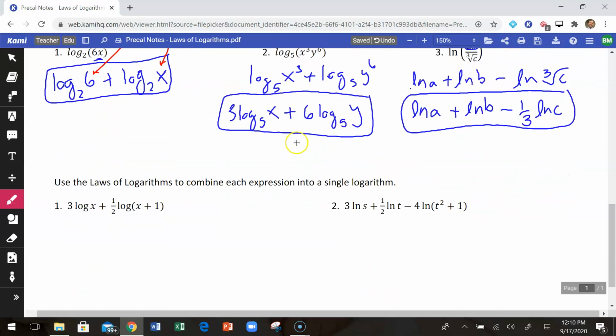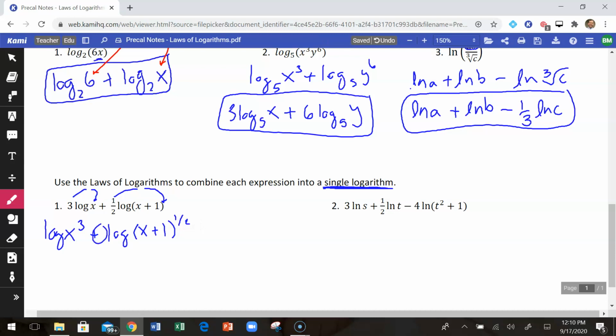The second group here is to condense these down and write them as a single logarithm. A single logarithm. It means I'm going to write it as one single log. I'm only going to write log one time in my final answer. When doing this, I would say any number on the outside, take care of those first. So bring those up as exponents. So the 3 goes up as an exponent, the 1/2 goes up as an exponent. We would have log x to the third plus log of x plus 1 to the 1/2 power.